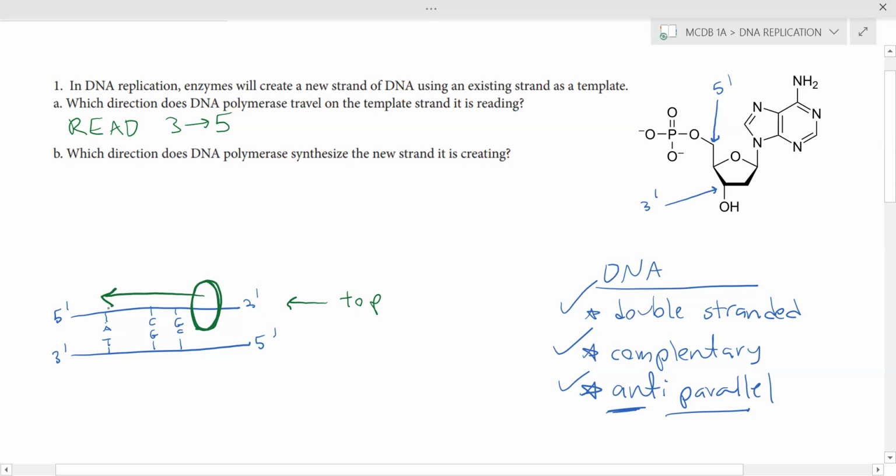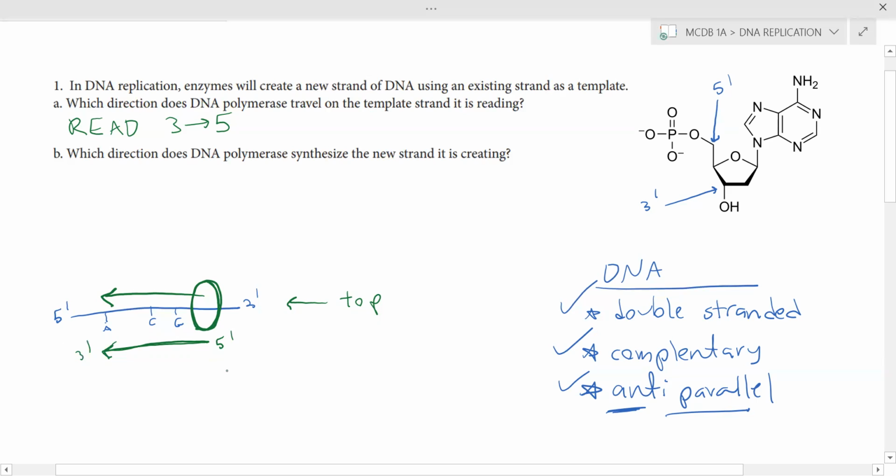What does this mean about the new strand? Well, the new strand, if this was really DNA replication, this strand wouldn't exist yet, it would be being made. Right, the new strand would be being made in this direction. Let's say this new green line is the new strand. If so, what end of the new strand is this? Is it the 5 or is it the 3? Everything is still anti-parallel, so this would be the 5, and this would be the 3.